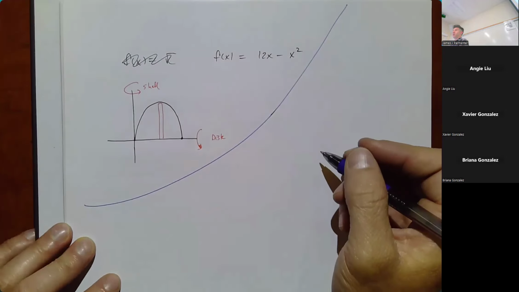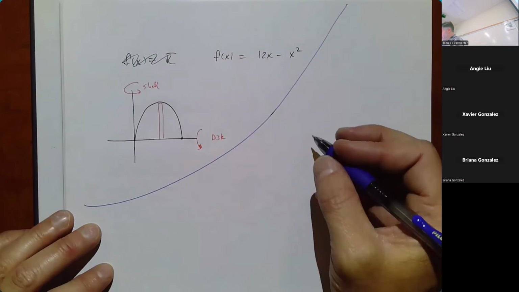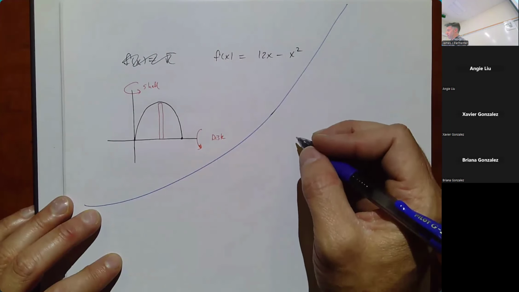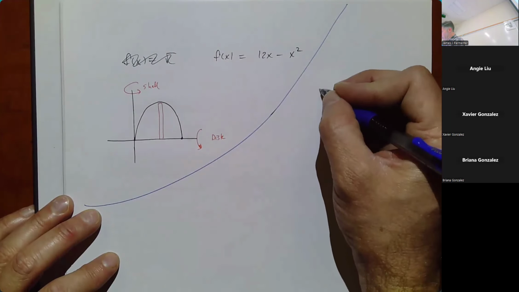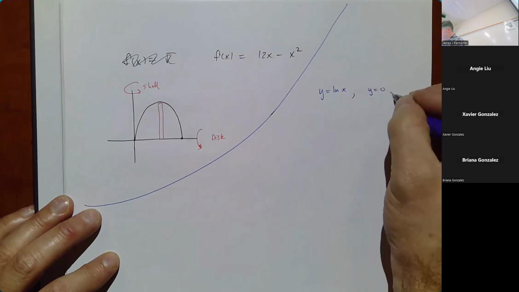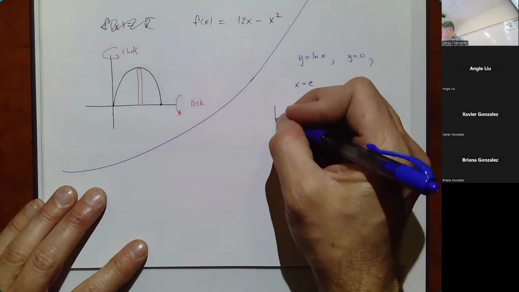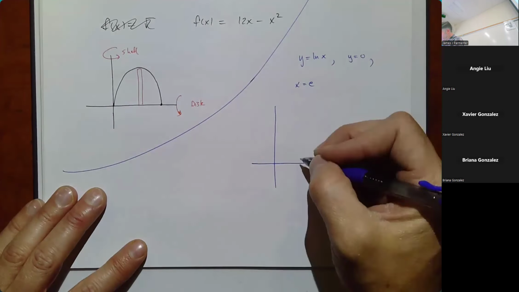But if we had some other function that was not so nice, like, that's a good idea, James. Yeah, I like that. Let's say we're looking at the region bounded by y equal to the natural log of x, y equal to 0, and x equal to e, which looks like this.